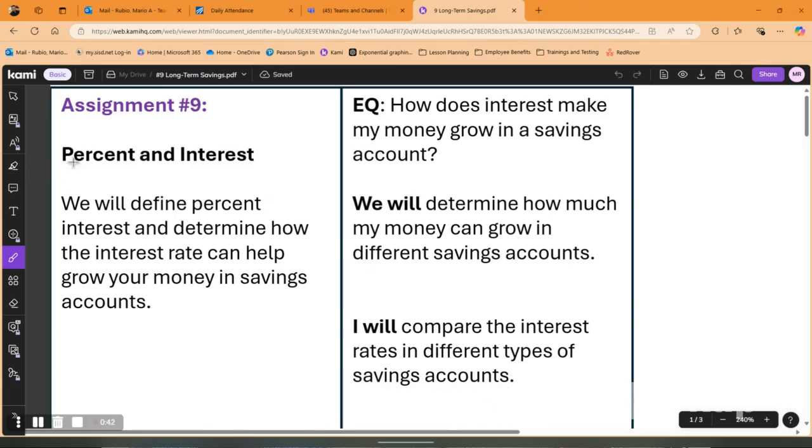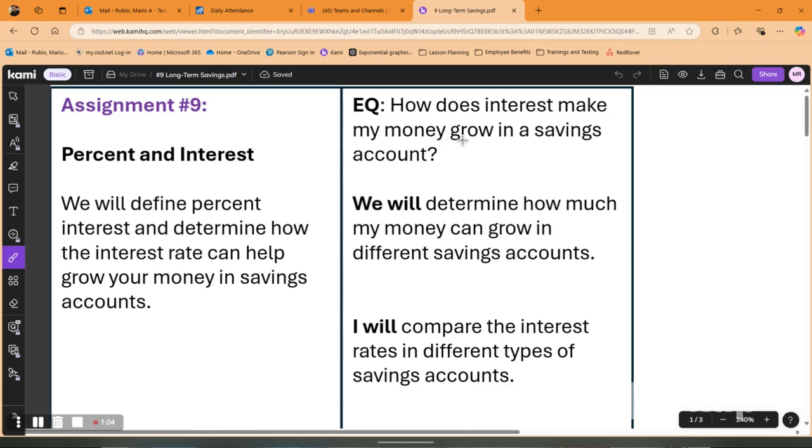As far as today, we're going to still be looking at percent and interest. We will define percent interest and determine how the interest rate can help grow your money and savings. So we saw a case a couple weeks ago where, for example, in a loan, you're going to pay interest. It's going to cost you money to get that loan. Now we're going to look at how getting interest can actually get you money.